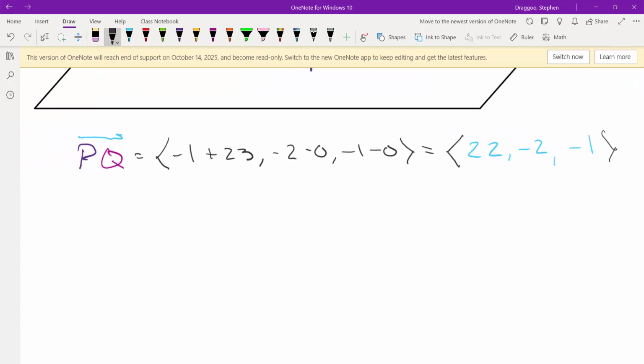And then my real goal here was to find the magnitude of C, which is really just the component of PQ projected onto my normal vector, which was N. And that component is going to be the dot product of 22, -2, -1 with my normal vector, which was 1, 3, 2.